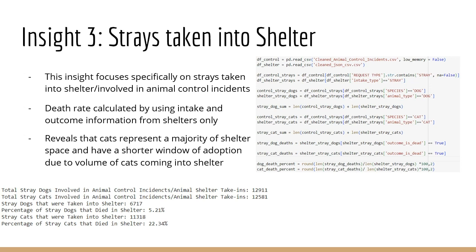And from this data, you can see that there are almost twice as many stray cats that were taken into shelter compared to dogs, leading to a much higher death rate because in order to make room for this quantity of cats coming in, they have to also go out, which unfortunately means sometimes euthanasia.